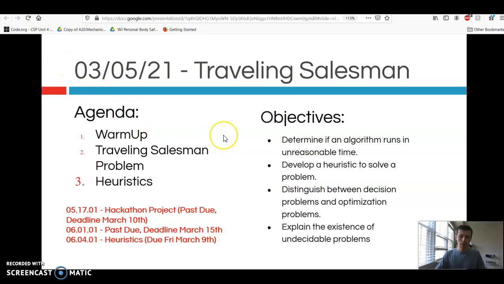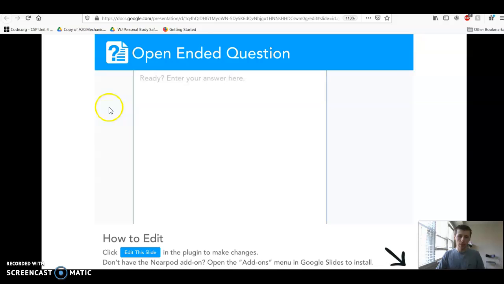So here we go. Of course, we went over the traveling salesman problem today, and we talked about what a heuristic is and why it's so important when dealing with something this difficult. We started by asking, what is an NP problem?